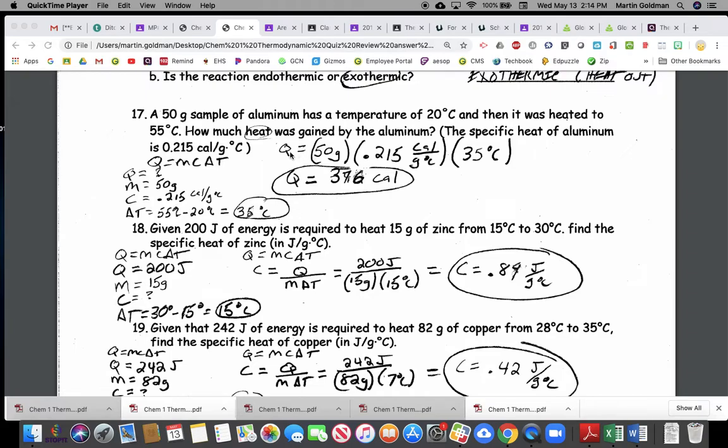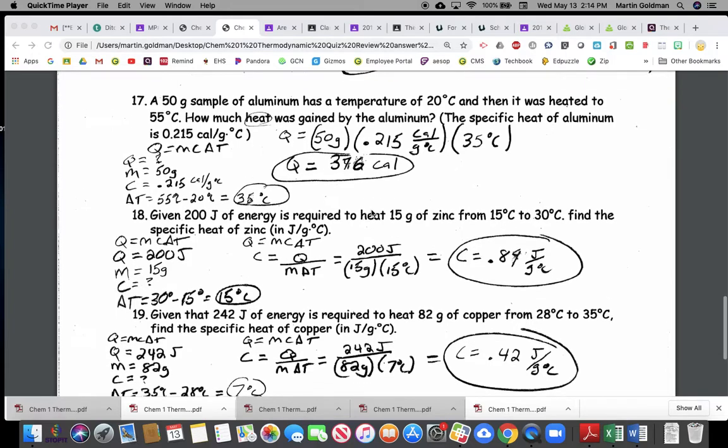Sorry. So, we got Q equals mc delta T. Here's the equation, so let's plug it in. Q equals m, which is the mass. c is the heat capacity. Delta T is the change in temperature, 35. Notice the units. Grams cancel, C's cancel. We're left with calories, which is our unit. So we push the buttons in our calculator and end up with 376 calories. That is the answer. So that's how much heat was gained.